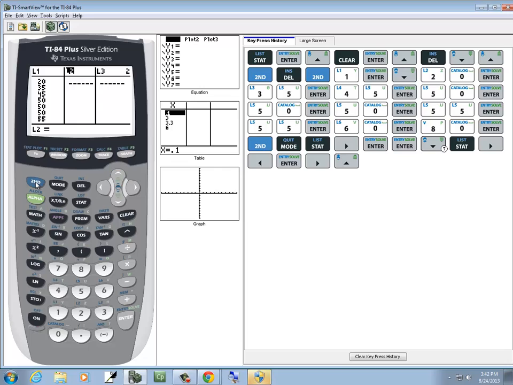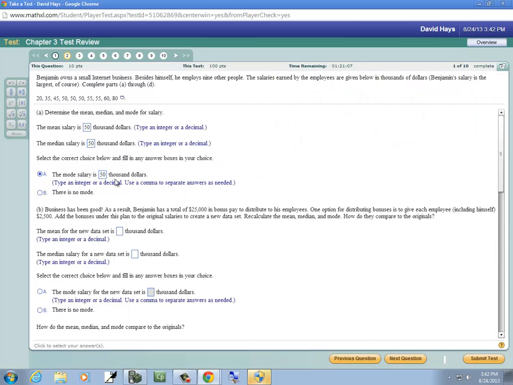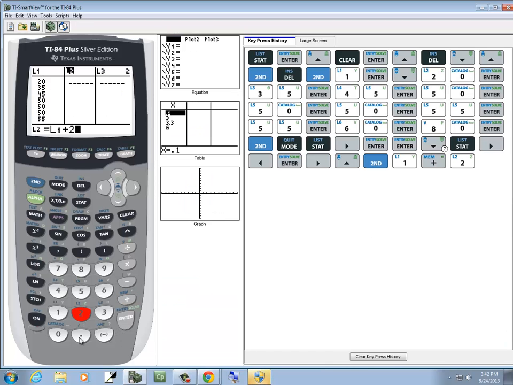So I can do second 1, and you see L1 appears down here, plus, and we're going to add 2,500 to each one of them, but we have to do it in thousands, so it'll be 2.5. So you should see L1 plus 2.5. Now that only works if you got L2 highlighted up here. If you just got your first entry highlighted, this won't work. And then press enter. And you see that it went through and added 2.5 to each one of those.